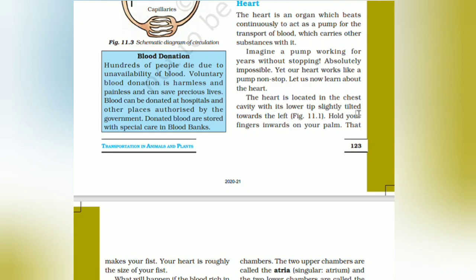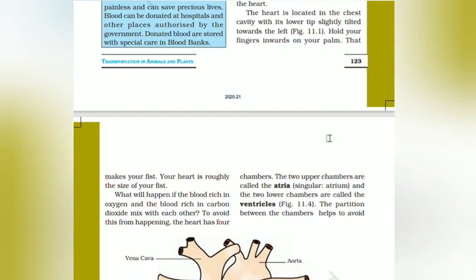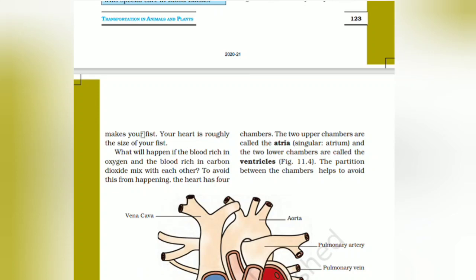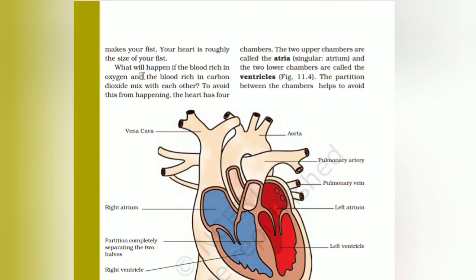The heart is located in the chest cavity with its lower tip slightly tilted towards the left. Fold your fingers inwards on your palm. That makes a fist. Your heart is roughly the size of a fist. If the blood rich in oxygen and the blood rich in carbon dioxide mix with each other, what will happen?